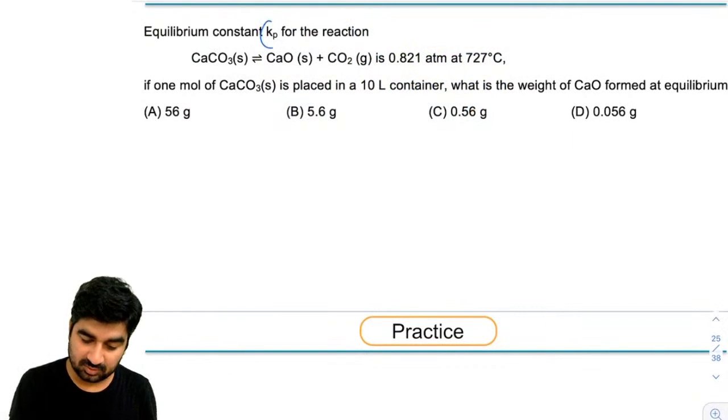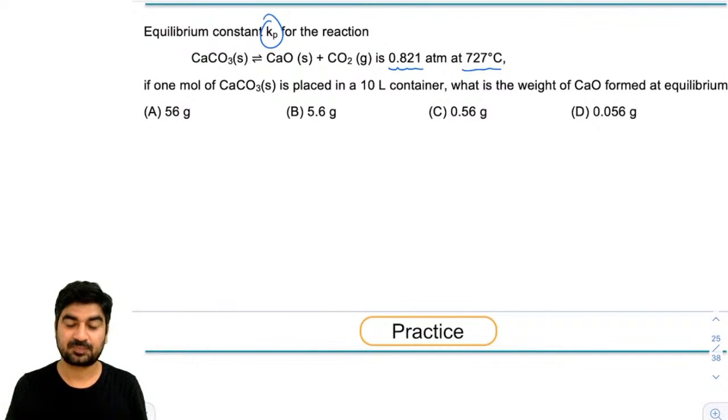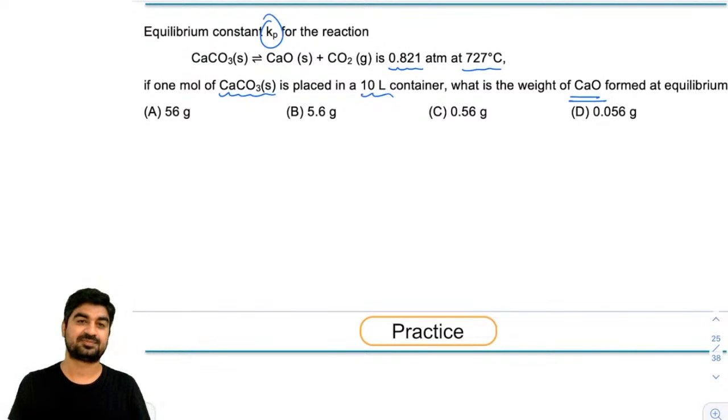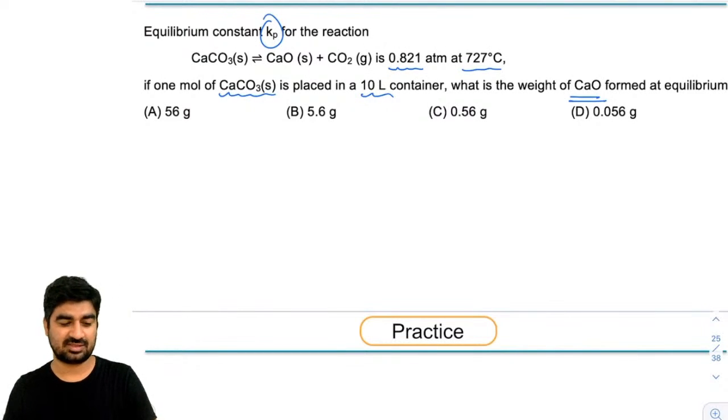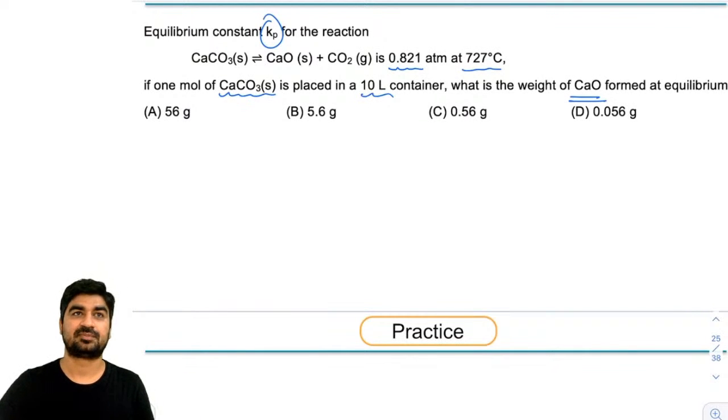So the equilibrium constant Kp is given at this temperature. So you are given the Kp. If 1 mole of CaCO3 is placed in a 10-liter vessel, what is the weight of CO formed? Let's see. This is an easy problem and each and every one of you can do it. This is a very easy problem.